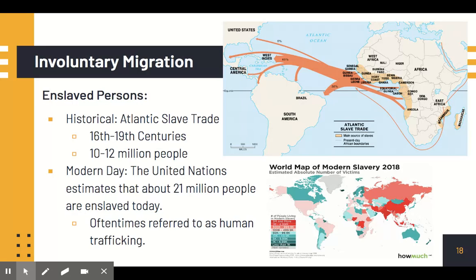But interestingly, we think about slavery as being a thing of the past, and it really isn't. Today, the United Nations estimates that about 21 million people are enslaved today. Wow, right? So oftentimes, this is called human trafficking. Maybe that's a word you've heard of. But it's still a thing here, people. We've got to be aware of that.